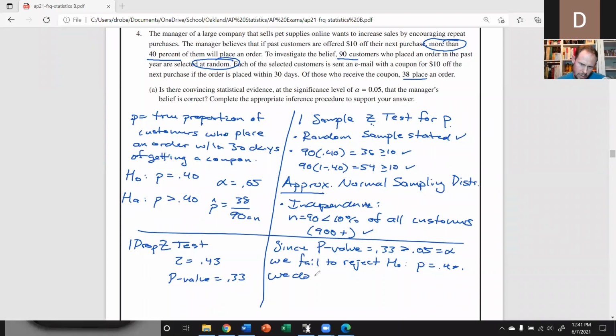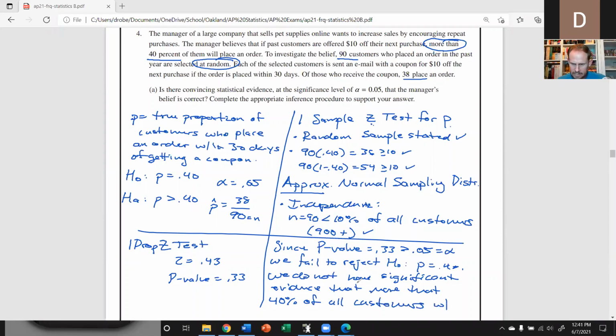So we do not have significant evidence that more than 40% of all customers will, let's see, what will they do? Place another order. Given a coupon or something like that. I don't know, place another order is probably fine. Or that the true proportion of customers who place another order is greater than 40%. You could also say that.